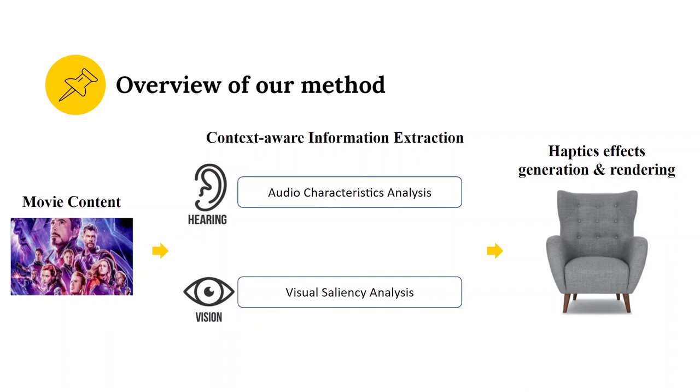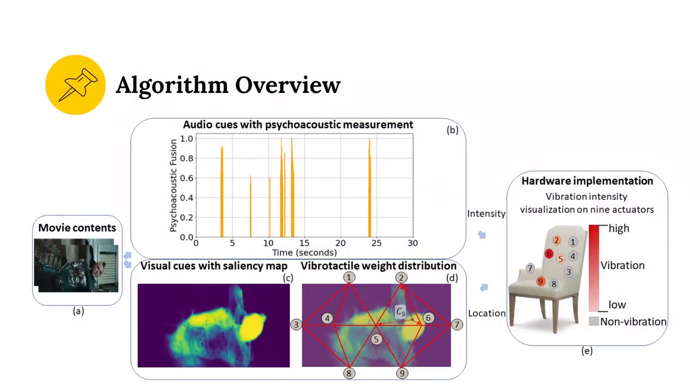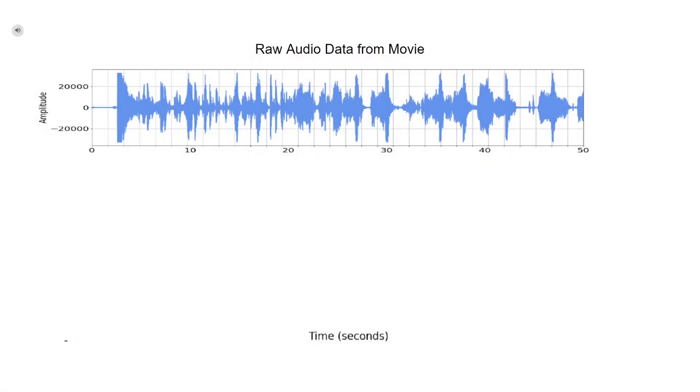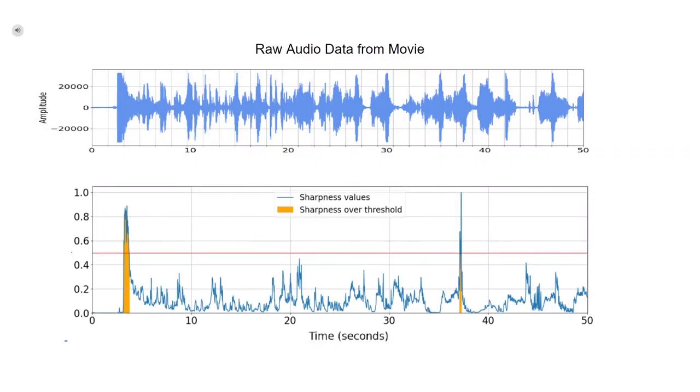To do so, we analyze audio cues of the soundtrack and calculate the salience of the video content. As a starting point, we use the saliency map from the visual content to determine the spatial location of the corresponding events. These locations are then used to assign weights to the actuators embedded in the chair to generate the spatio-temporal vibrotactile effects. Psychoacoustic parameters extracted from the audio are used to determine vibration intensity. Our approach generates haptic output that reinforces the high-level context of the movie.